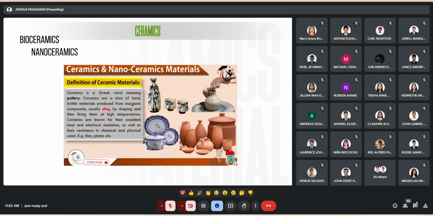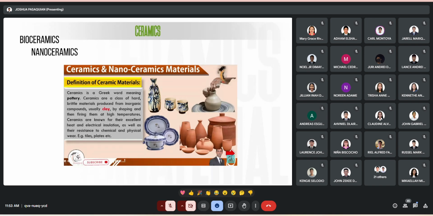Ceramic is a Greek word meaning pottery, which you call in Urdu bartan. So ceramics are a class of hard but brittle materials. Now, what kind of materials are brittle? When a brittle material falls on the ground, it tears into pieces like this. This is a brittle material, but this one is a non-brittle material. A non-brittle material only breaks or fractures from its weakest part, but a brittle material tears into many pieces. So a ceramic is a class of hard but brittle materials produced from inorganic compounds, usually clay, shaping the clay into a particular shape and then firing it at high temperature. Like first we shape this clay and then fire it at high temperature to give it this shape.